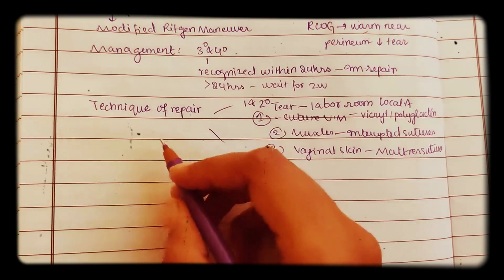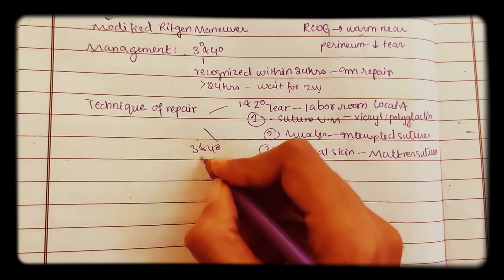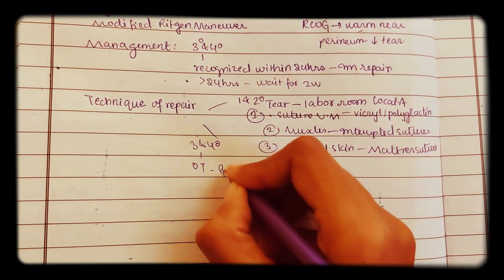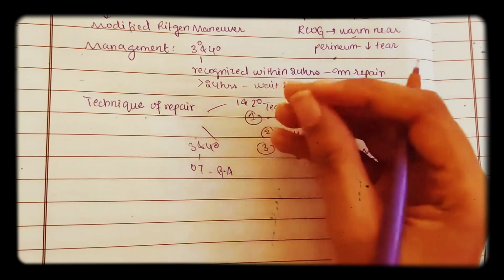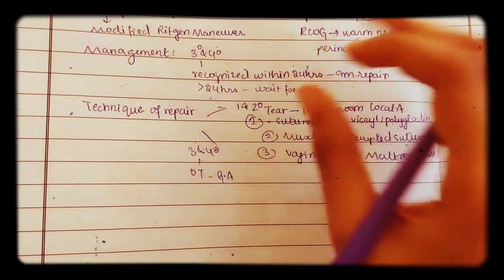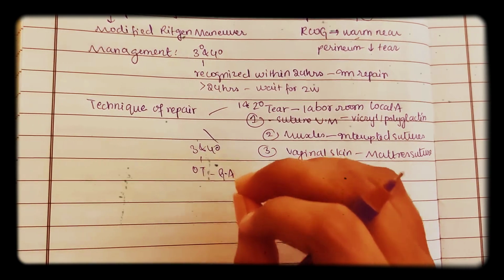So now coming to third and fourth degree tear. For third and fourth degree tear, it is done in the OT. That is, you will use general anesthesia here. So remember, in first and second degree, there's a small, minor repair, so you can do it in the labor room itself by giving local anesthesia. But here you're giving total body general anesthesia, and it is done in OT.